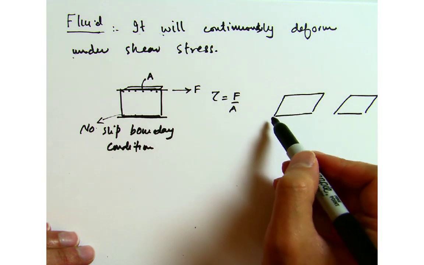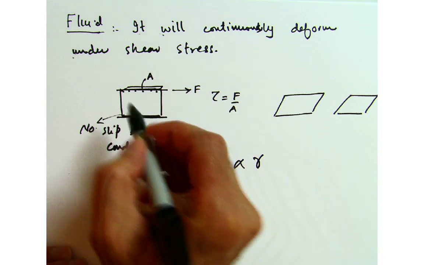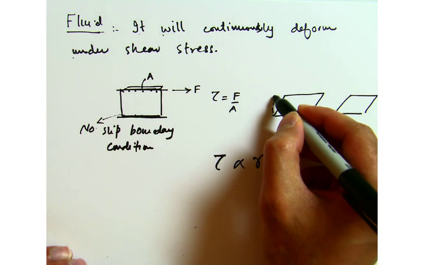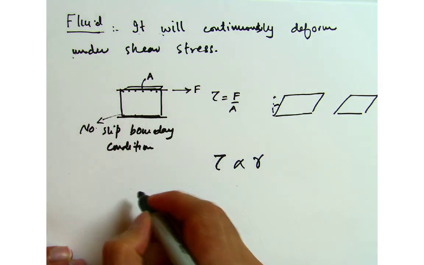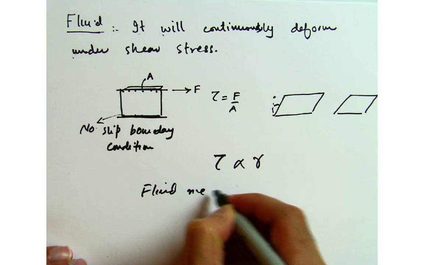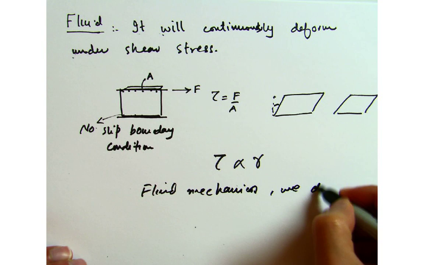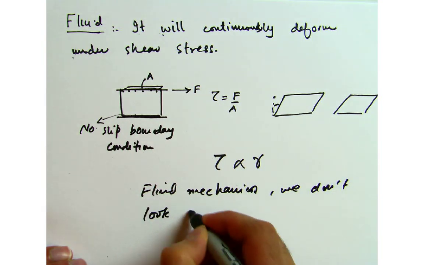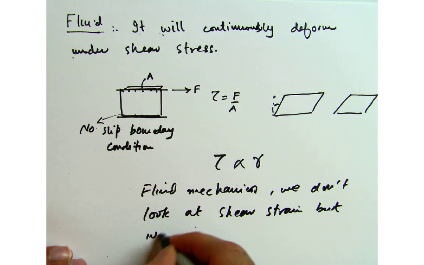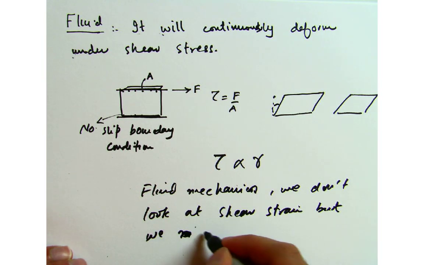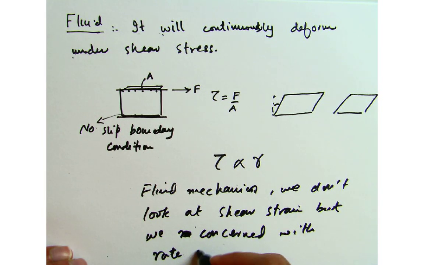So if I look at shear stress being directly proportional to the shear strain, which would be represented by the changes over here, it doesn't really tell me anything. So in fluid mechanics, and this is important, we do not look at shear strain, but we are concerned with the rate of shear strain.